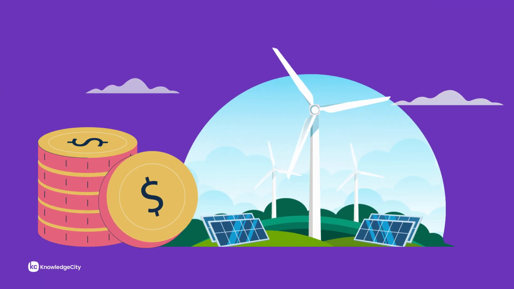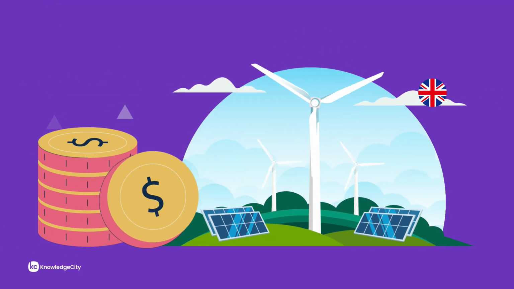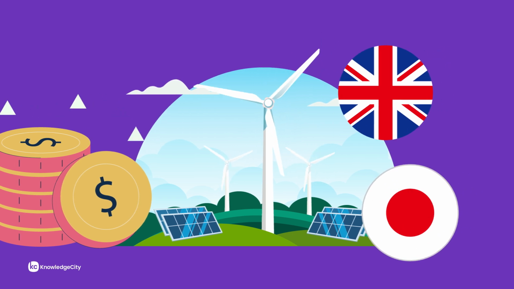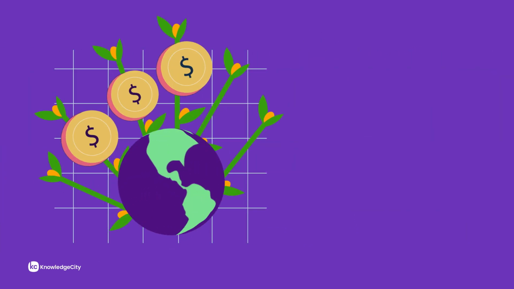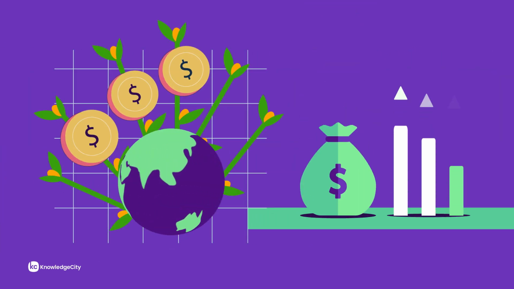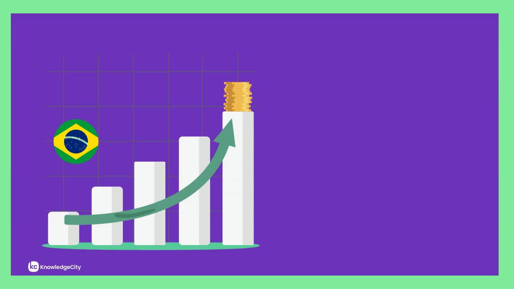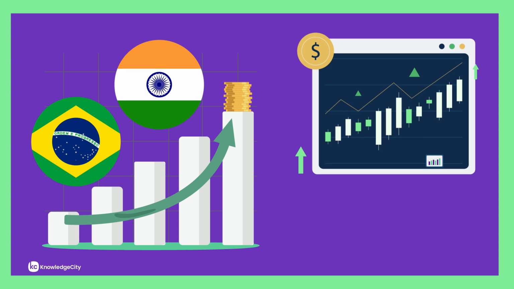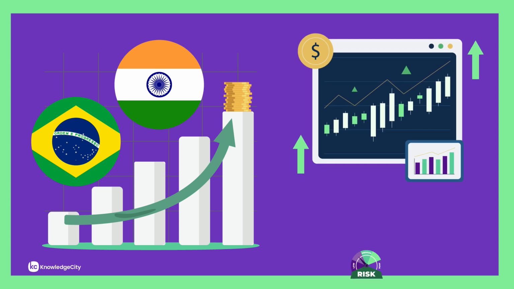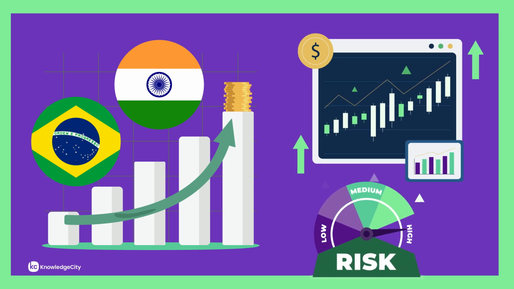Investing in developed countries with established economies, like the UK or Japan, provides exposure to international growth while still maintaining a level of stability. Investing in countries with growing economies, like Brazil or India, offers higher growth potential, but they also come with higher risk due to potential political and economic instability.